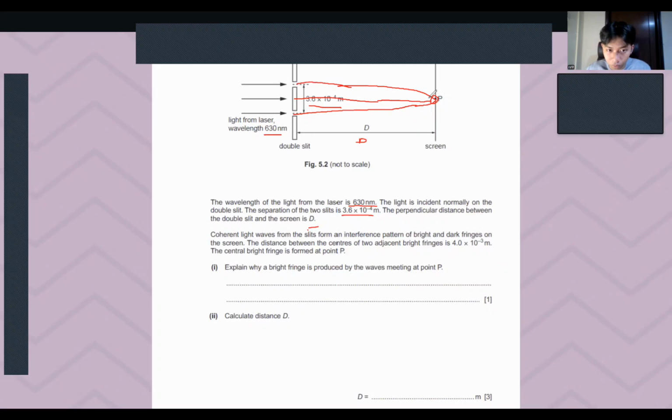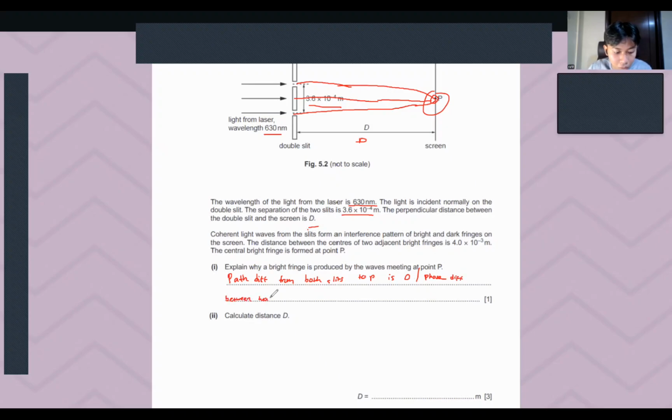So it was produced at point P because the path difference from both of the slits to P is 0. See, it's 0. It means they meet at the same point. Or you can say that the phase difference between waves at P is 0. So constructive interference occurs at P.